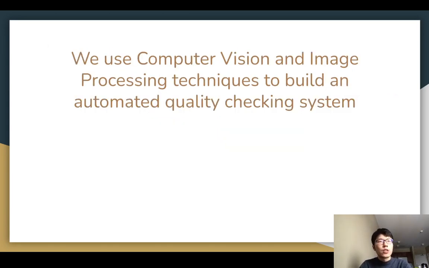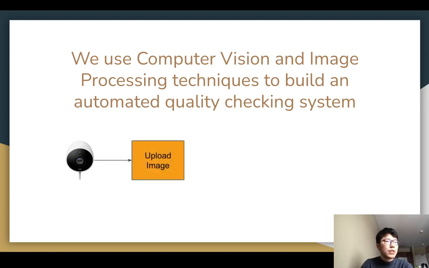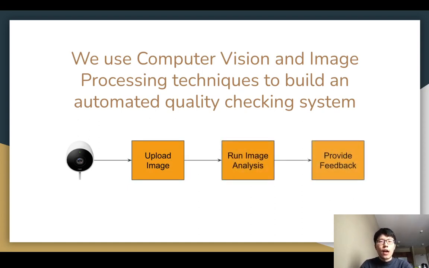Our project uses computer vision and image processing techniques to build such a system. Due to confidentiality reasons, I cannot share too many details, but basically we will have a camera installed in a Little Caesars store. This camera will take a pizza picture and upload the image to the system that we developed. Then the system will run the image analysis in the backend, and afterwards provide appropriate feedback for the Little Caesars employees.